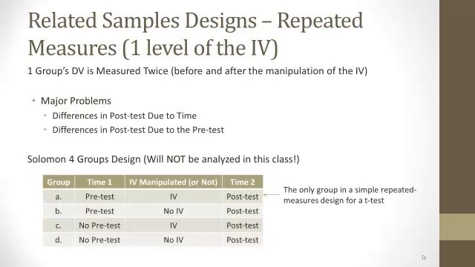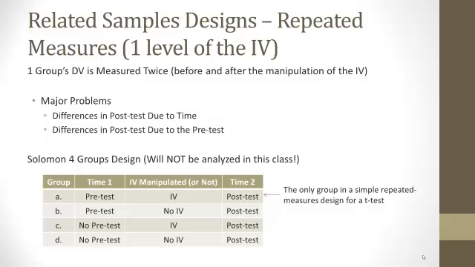So the first variation of the repeated measures design is when you only have one level of the independent variable. This is when you have one group and they're measured before and then they're measured after some manipulation of the independent variable. So for our sake, let's say that we are looking at the effect of some sort of drug on pain.